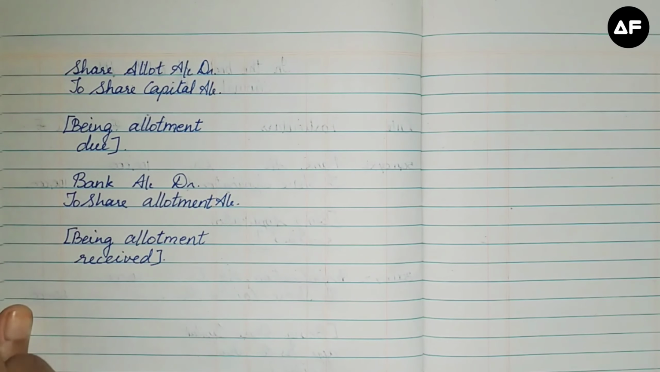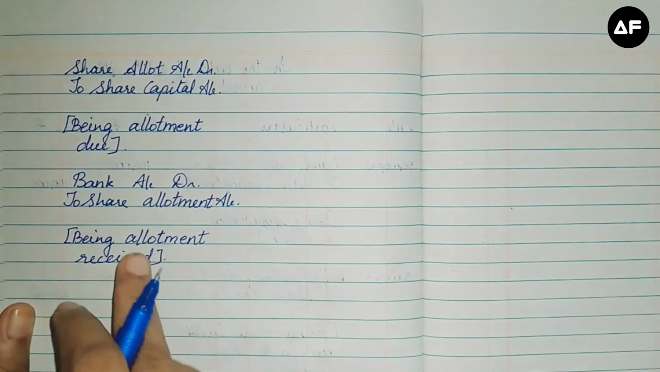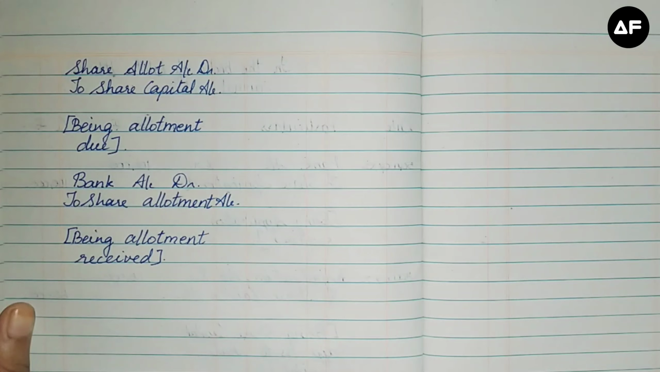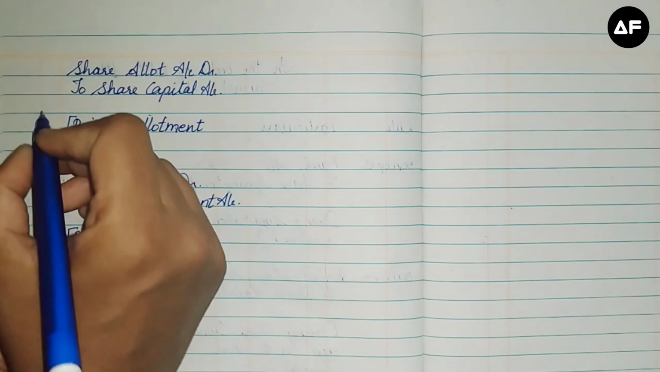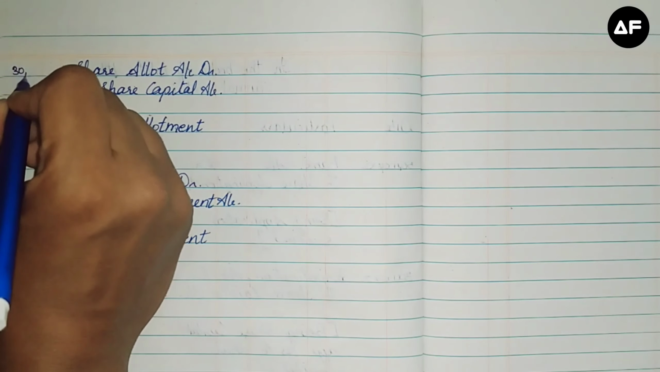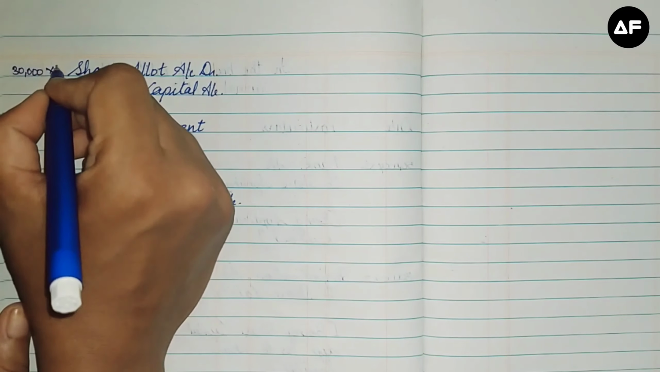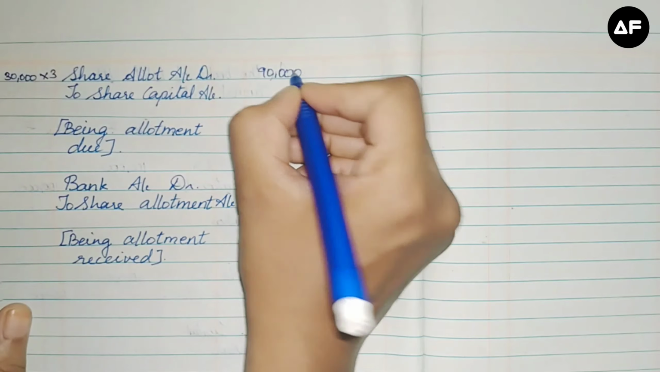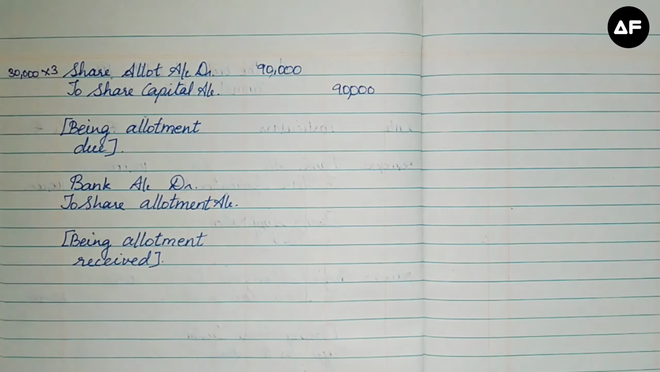If you take the allotment part, it's going to be share allotment to share capital, that is the due entry, and bank to share allotment, that is the receipt of allotment. Now after the pro rata allotment is over and the refund is over, the rest of the sum you are going to do with the 30,000 shares which is being given by the company. So 30,000 into allotment money of 3 rupees will give me 90,000. So my allotment which I am actually supposed to receive is 90,000.